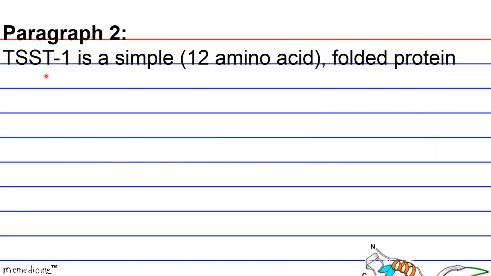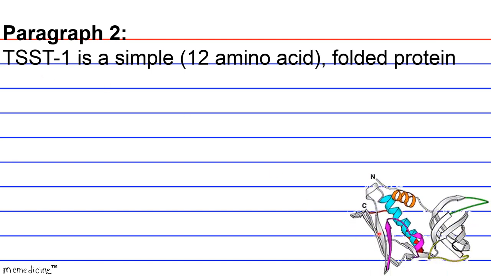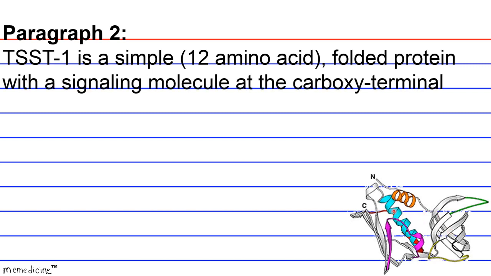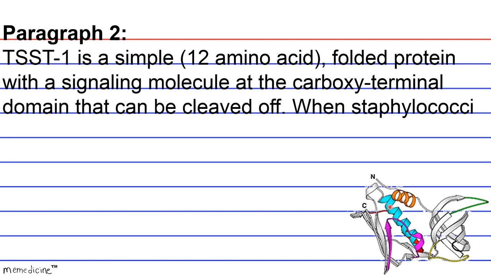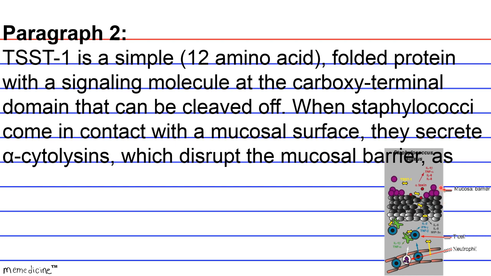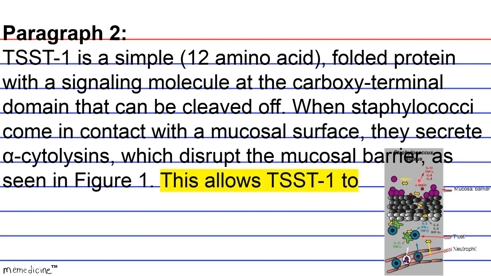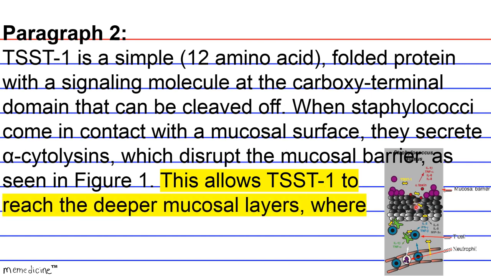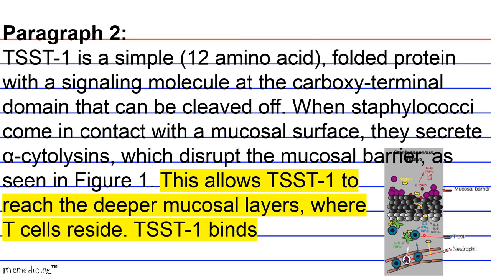Paragraph 2. TSST1 is a simple 12 amino acid folded protein, as shown here, with a signaling molecule at the carboxy terminal domain that can be cleaved off. When staphylococci come in contact with a mucosal surface, they secrete alpha cytolysins, as shown here, which disrupt the mucosal barrier, as seen here in figure 1. This allows TSST1 to reach the deeper mucosal layers, where T cells reside.